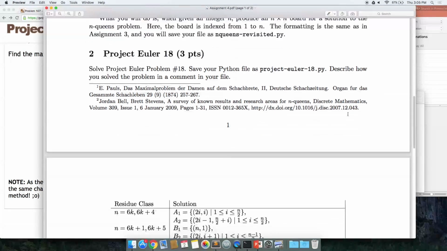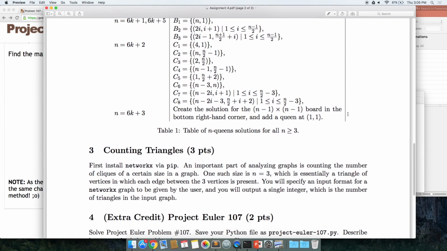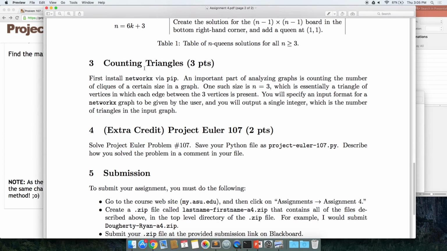All right, one more assigned problem. I want you to be able to start working with NetworkX. NetworkX was the library I talked about last time, which models a graph with vertices and edges. We talked about complete graphs, right?